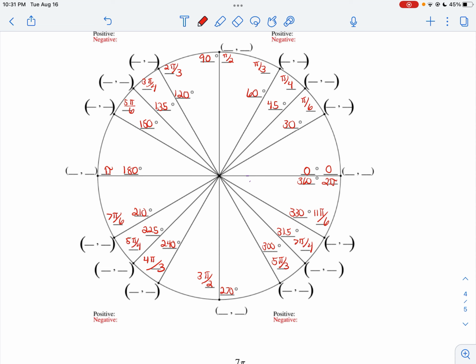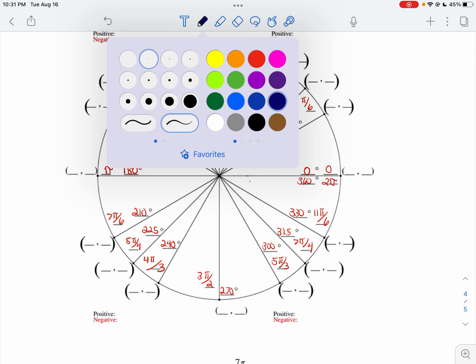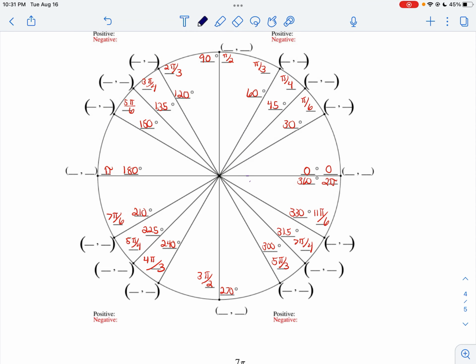Whew, okay. So that's getting all of the radian and the degree measures. Now I'm going to do the ordered pairs. Start with your quadrantal angles. So at 0 radians, I am at the ordered pair of 1, 0: 1 on the x-axis, 0 on the y. 90 degrees, 0, 1. At 180 degrees, I'm at negative 1, 0. 270, I'm at 0, negative 1.